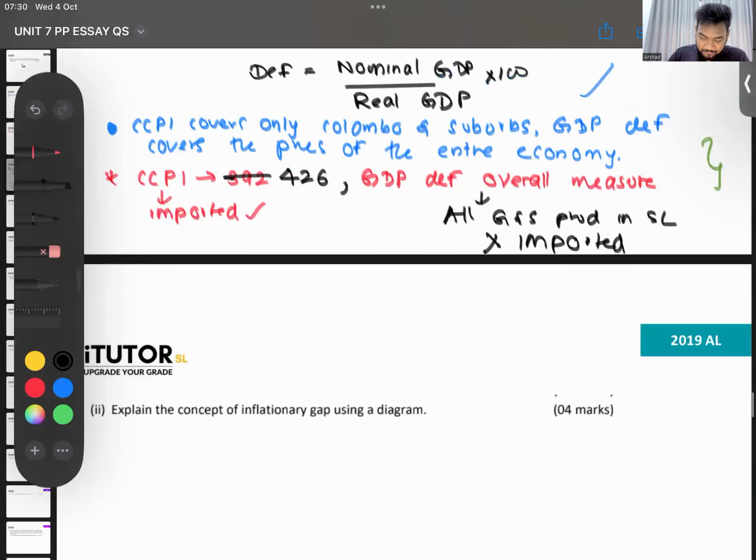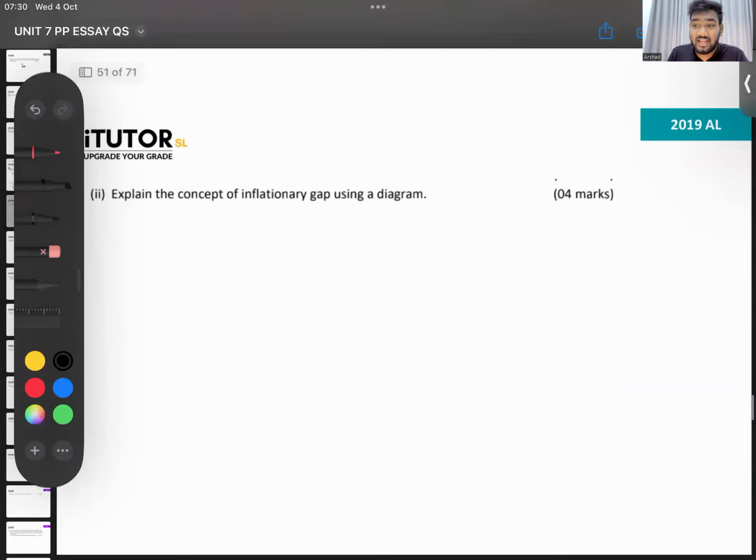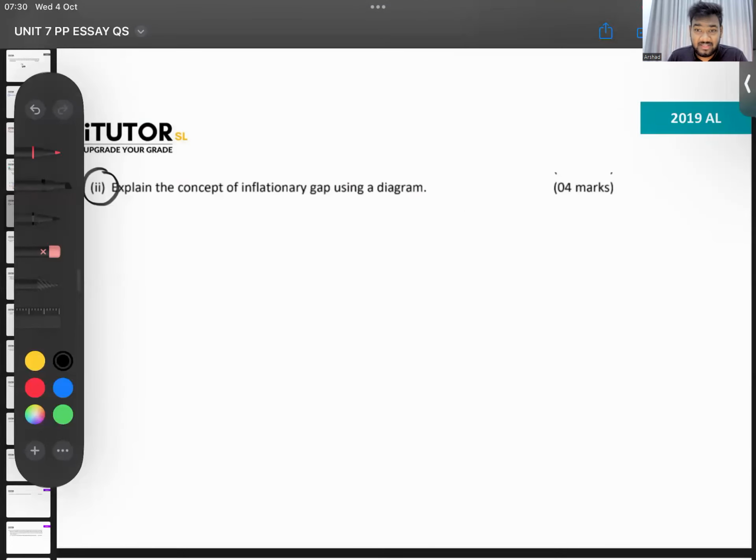Question number 2. Now, explain the concept of inflationary gap using a diagram. Now, see, this is a hint that the examiner gave. Now, inflationary gap, Lamai, we study this in unit number 6, not unit number 7. So this is an indicator or small hint the examiner gave, look here, I can test. There is no 100% rule that question number 6 has to be 100% from unit number 7. If there is anything that connects with the previous ones, I can put that over here.